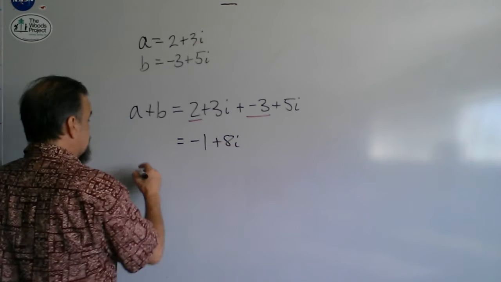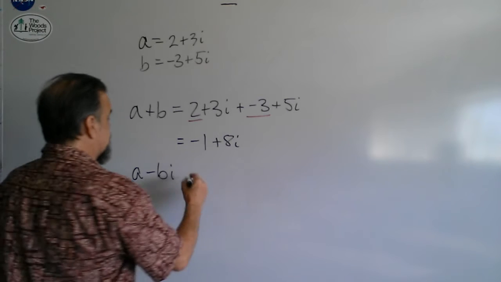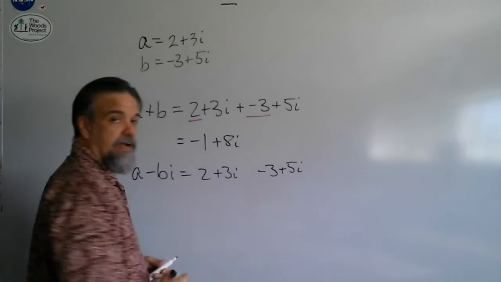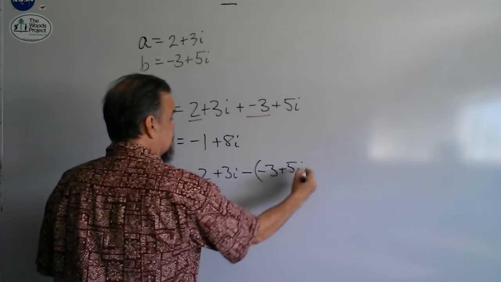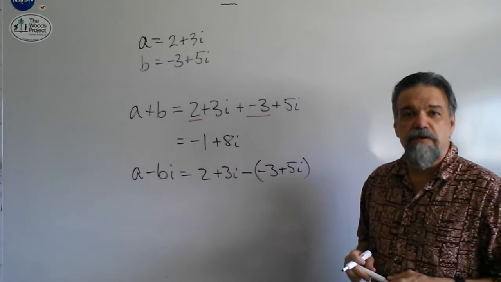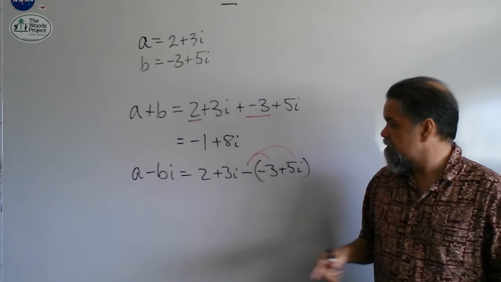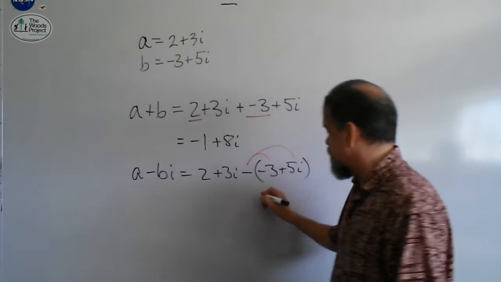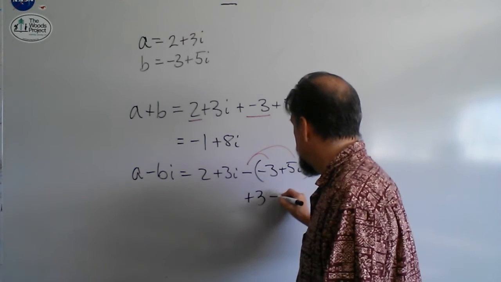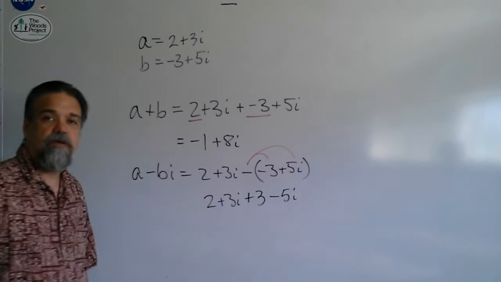Now let's subtract them. What if I wanted to do A minus B? Well, again, we would have 2 plus 3i, and we have negative 3 plus 5i, and this time we are subtracting this whole thing. Again, it's just like an algebraic expression. The first thing you're going to do is distribute this negative. When you distribute the negative, minus negative 3 actually is plus 3, and minus positive 5i becomes minus 5i. And so we end up with 2 plus 3i plus 3 minus 5i.